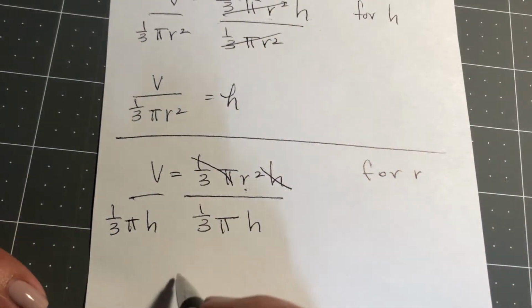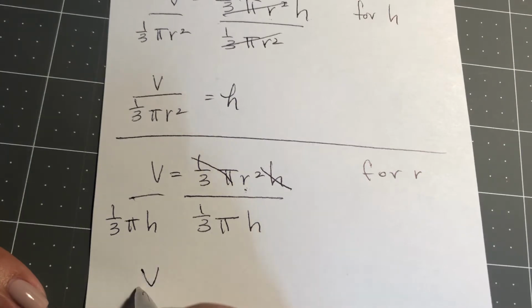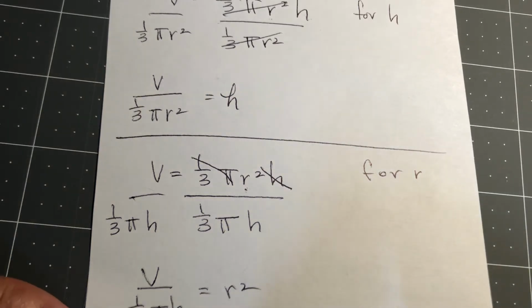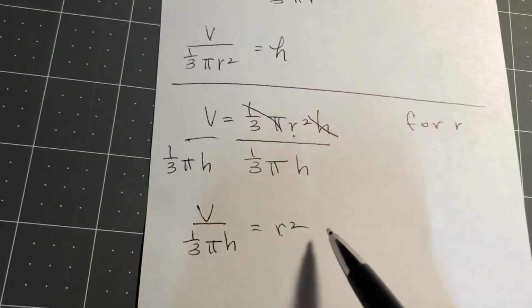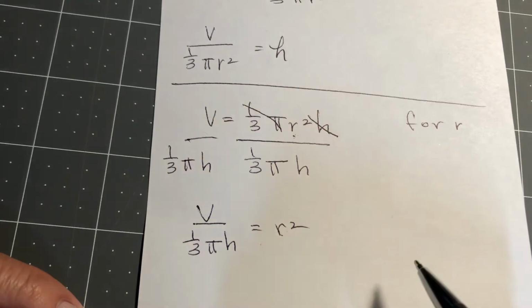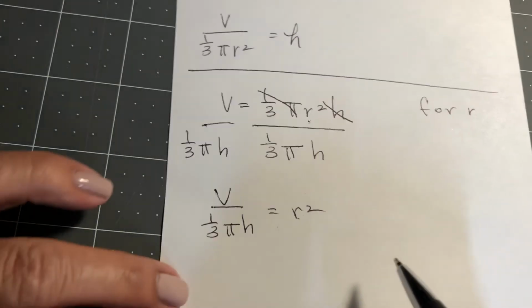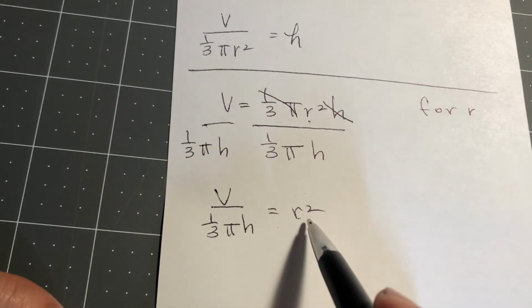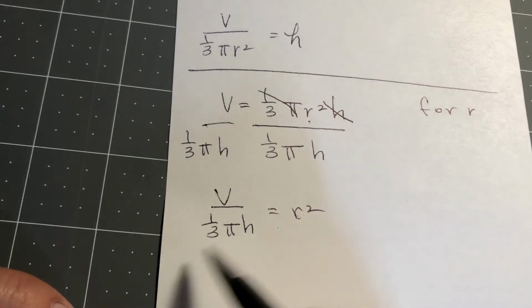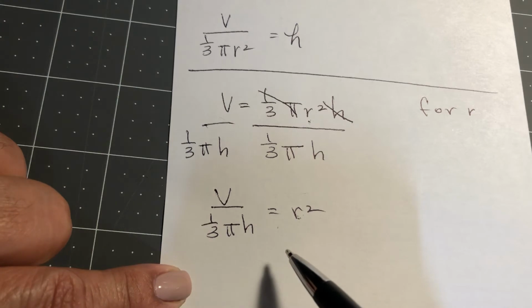So this is kind of a two-step equation. We have v over 1/3 pi h equals r squared, right? And so then we solve for r. When you get the r squared left over, then you're going to square root both sides. So that takes an extra step. Whatever value you get here, you're going to be left with whatever the number is here.